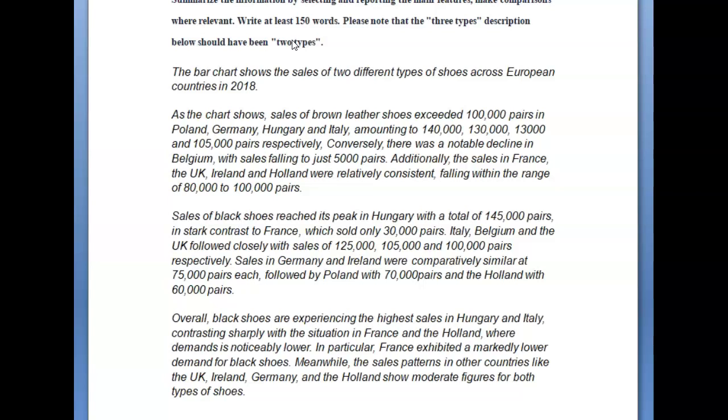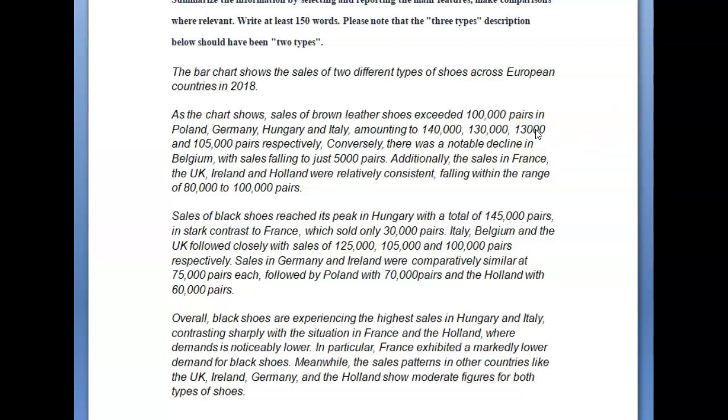The bar chart shows the sales of two different types of shoes across European countries in 2018. How many European countries? That's a good piece of information to include here. As the chart shows, sales of brown leather shoes exceeded 100,000 pairs in Poland, Germany, Hungary, and Italy, amounting to, okay, you're missing a zero here. Be careful.